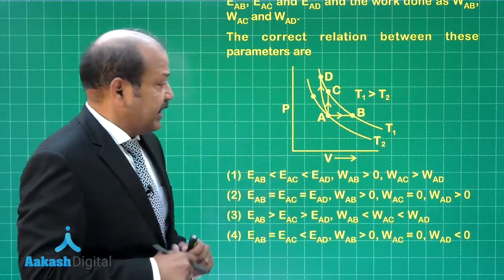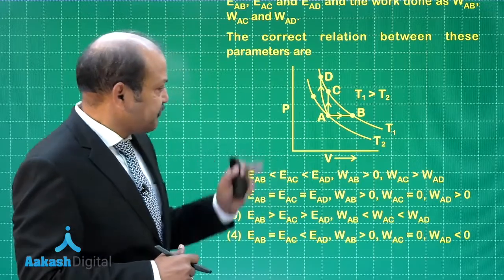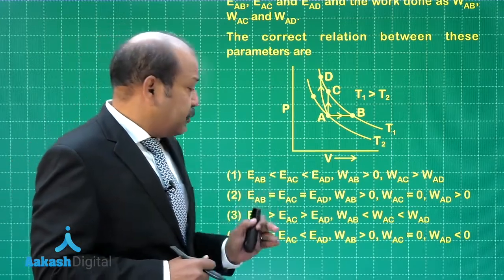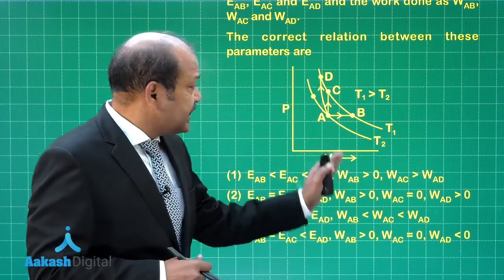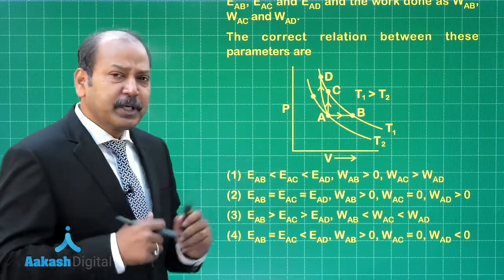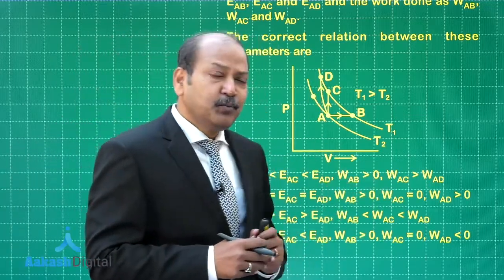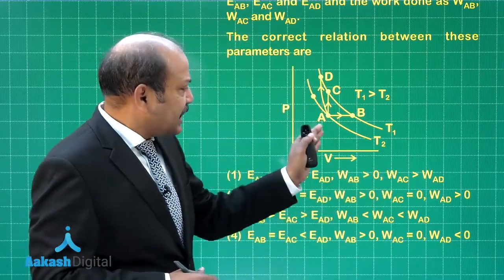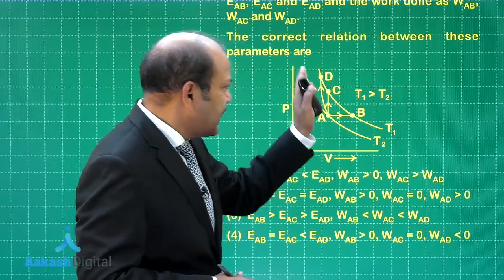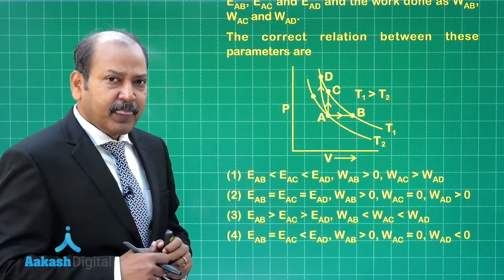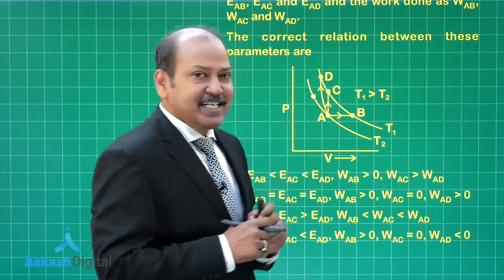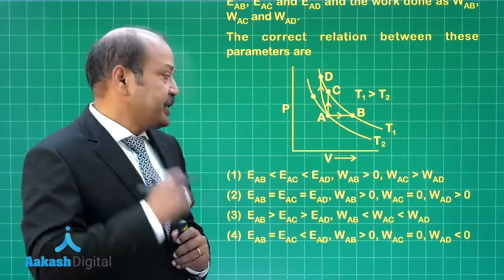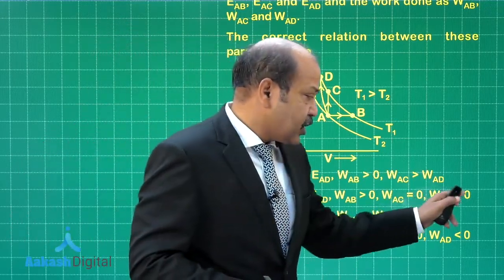WAB is positive. Actually, it indeed will be so, because, well, the volume is increasing. So, the work done by the gas would be positive. WAC, we can see that AC is an isochoric process. So, WAC is 0, is also correct. What about WAD? Well, from the graph it clearly shows that D is to the left of point A, and that means in the process AD the volume is decreasing, and in that case the work done is going to be negative. So, that means this is not correct.